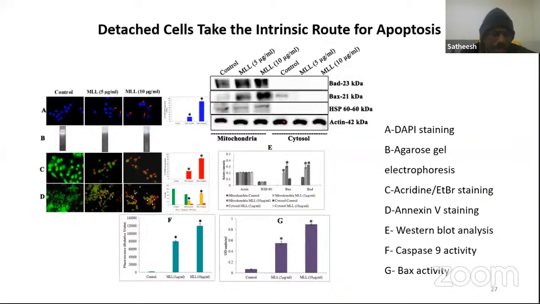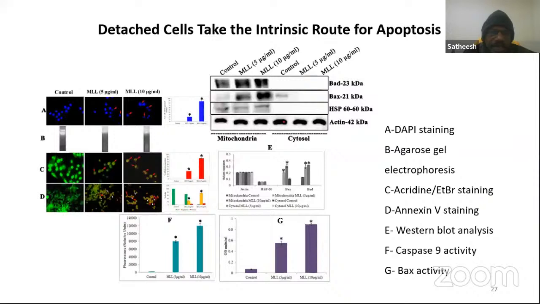A lot of stress molecules can be produced inside the cell, including a lot of reactive oxygen species. When the cells are getting detached, this can induce a stress which activates some of the pro-apoptotic molecules, causing loss of membrane integrity of the mitochondria, release of cytochrome C, and leading to the activation of caspases.